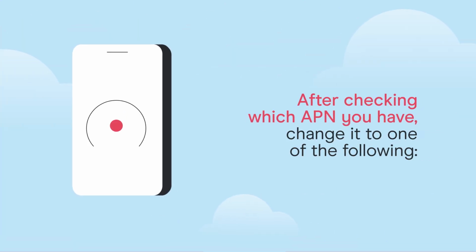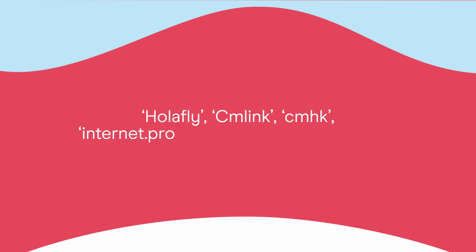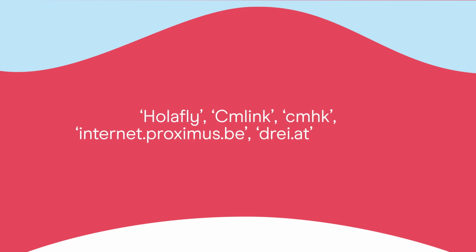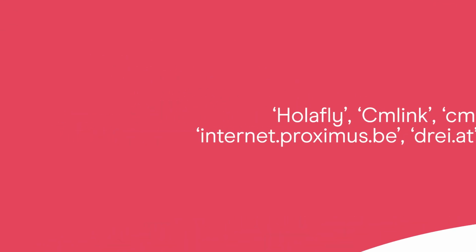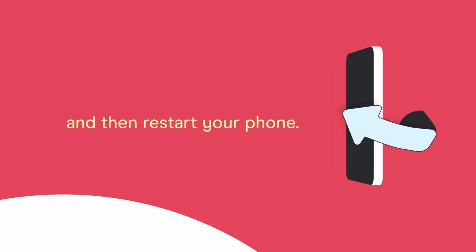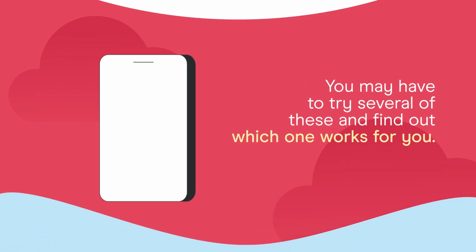After checking which APN you have, change it to one of the following: Holafly, CM-Link, CMHK, internet.proximus.be, dry.at, or orange. And then restart your phone. You may have to try several of these and find out which one works for you.